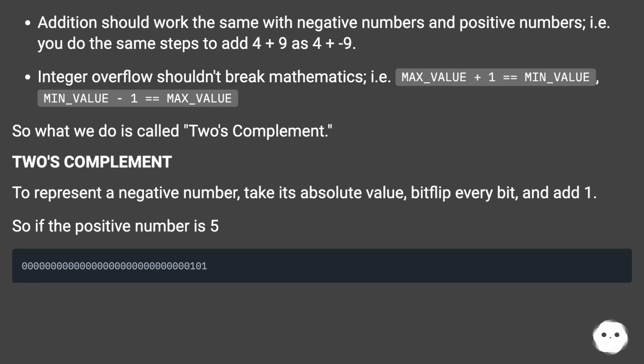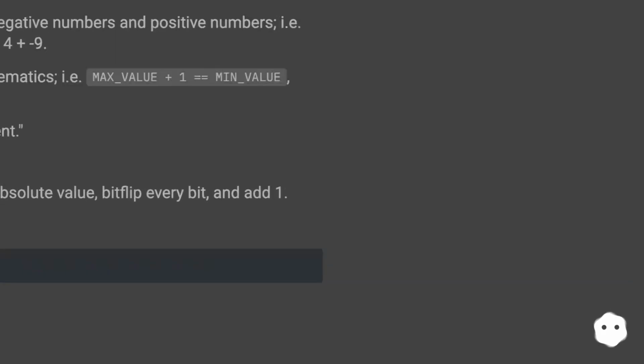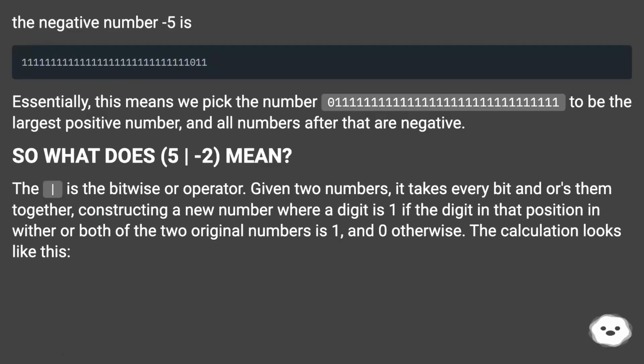So what we do is called 2's complement. To represent a negative number, take its absolute value, bit flip every bit, and add 1. So if the positive number is 5, the negative number minus 5 is. Essentially, this means we pick the number 1 to be the largest positive number, and all numbers after that are negative.